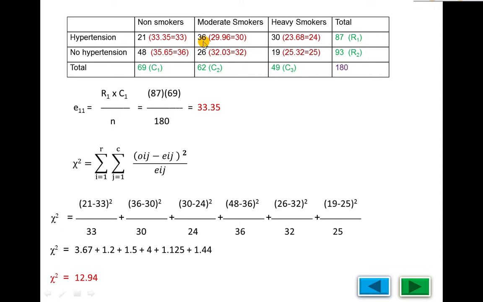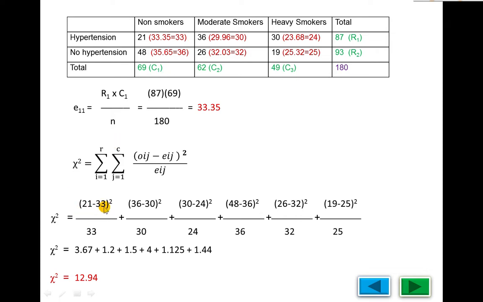The same applies for E12, first row, second column. Multiply the total of the first row and the total of this column, 62, divided by the grand total, and you will obtain 29.96, approximately equal to 30. Same for this expected frequency: multiply the total of this column and this row, divided by 180, and you will obtain this expected frequency. Same for this column: the total of the column and the total of the row divided by 180. Calculate all expected frequencies of the corresponding cells, and then substitute into observed frequency minus expected frequency.